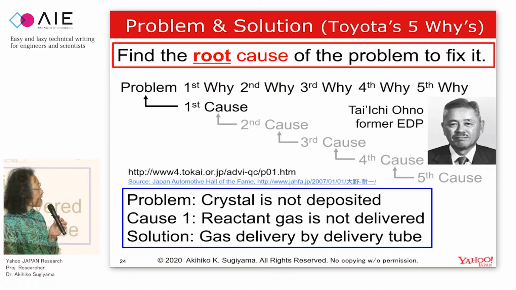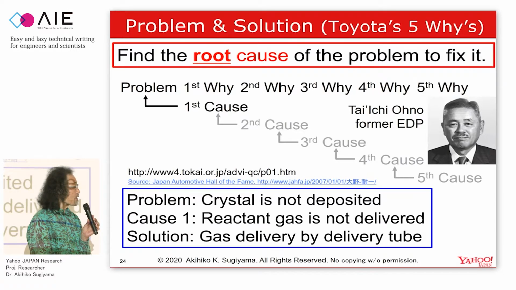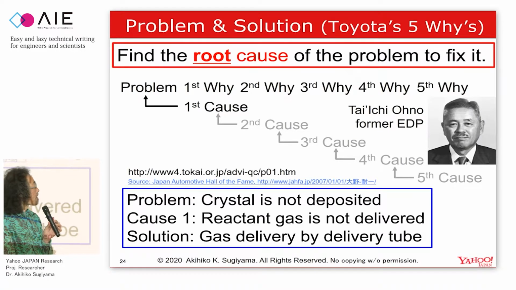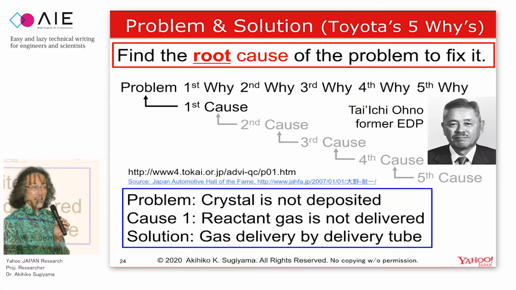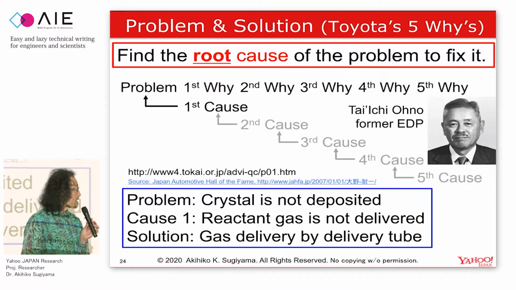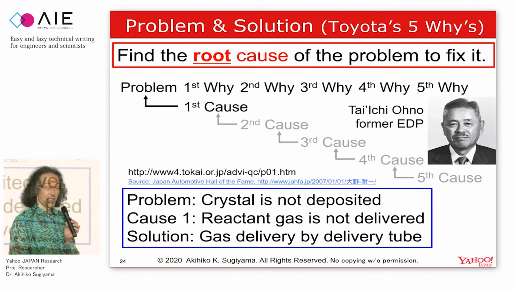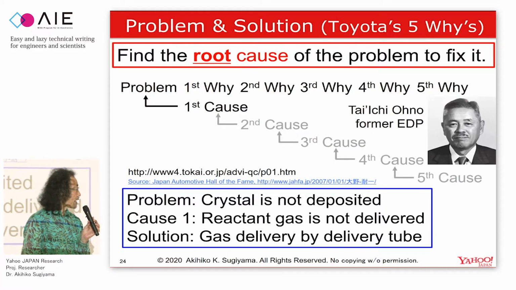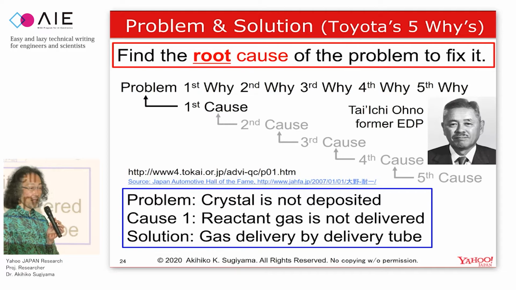Anyway, so he kept saying, find the root cause of the problem to fix it. You need to find the root cause, not simply a cause, to fix the problem you have. So the problem in this case, in this blue laser diode case, is the crystal is not deposited. Crystal is not fabricated. I mean, good crystal, high quality crystal. And the cause one they have identified is the reactant gas is not delivered. That is the cause. And the solution is gas delivery by delivery tube. It's very straightforward, and it's a good solution.